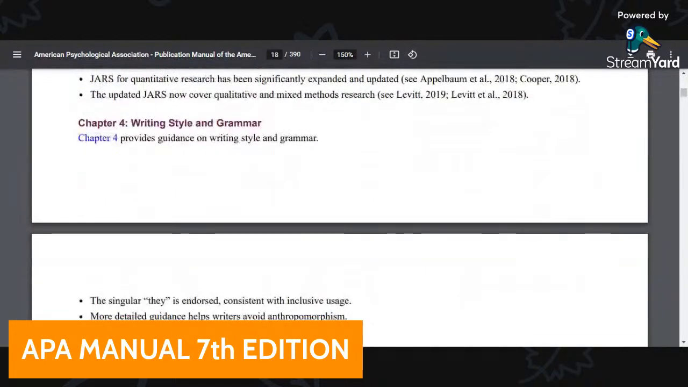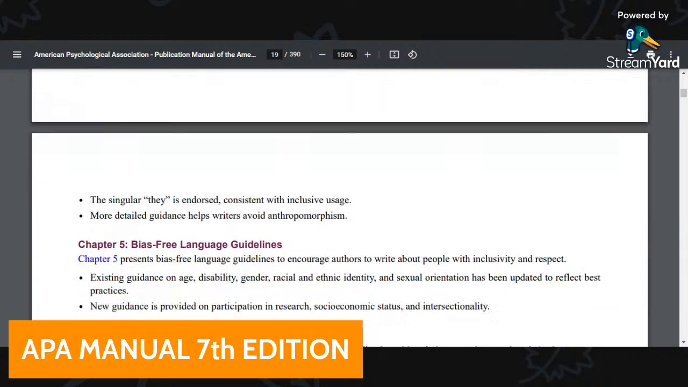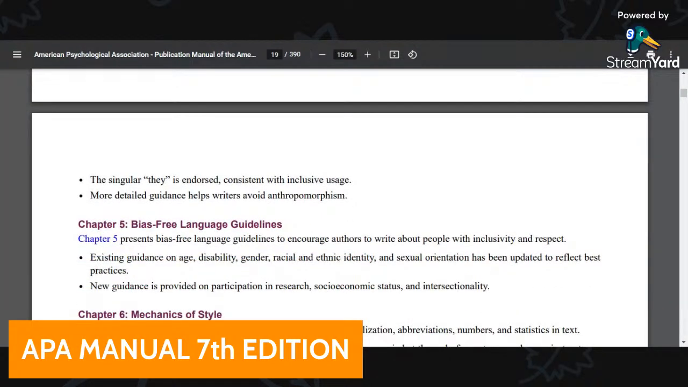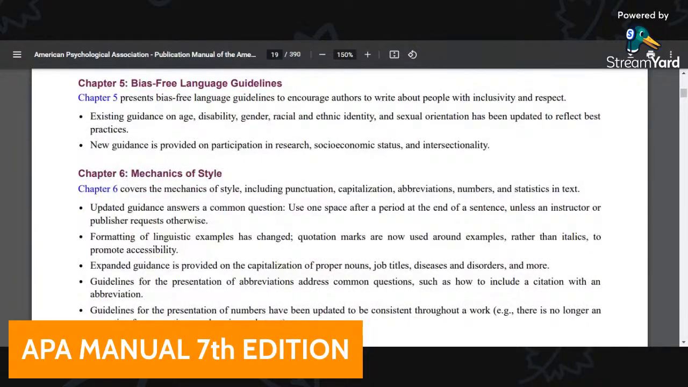The singular they is endorsed, consistent with inclusive usage. More detailed guidance helps writers avoid anthropomorphism. Chapter 5: existing guidance on age, disability, gender, racial and ethnic identity, and sexual orientation has been updated to reflect best practices. New guidance is provided on participation in research, socioeconomic status, and intersectionality. Okay. So now Chapter 6 is mechanics of style.